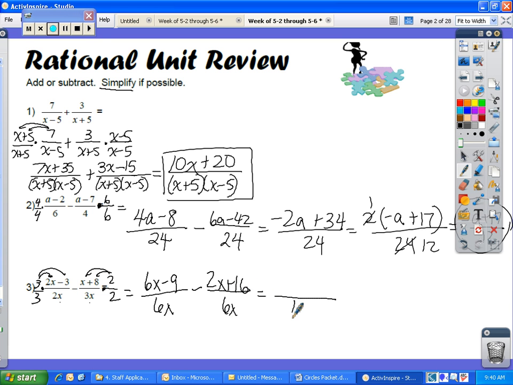Keep the same denominator of 6x, combine like terms. 6x minus 2x is 4x. Negative 9 minus 16 is negative 25. And now they don't have anything in common, so that is your final answer.